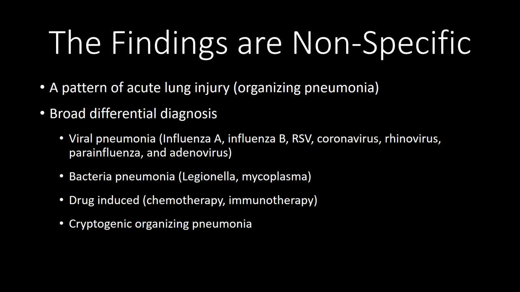The first thing I want to say is that the findings are not specific to COVID-19. I will show you cases of COVID-19 and suspected COVID-19, but these cases have a pattern on CT that's consistent with acute lung injury or organizing pneumonia. And there is a broad differential diagnosis that includes multiple different types of viral pneumonia, some atypical bacterial pneumonias, drug-induced acute lung injury, and also cryptogenic organizing pneumonia, which is an idiopathic form of primary organizing pneumonia.